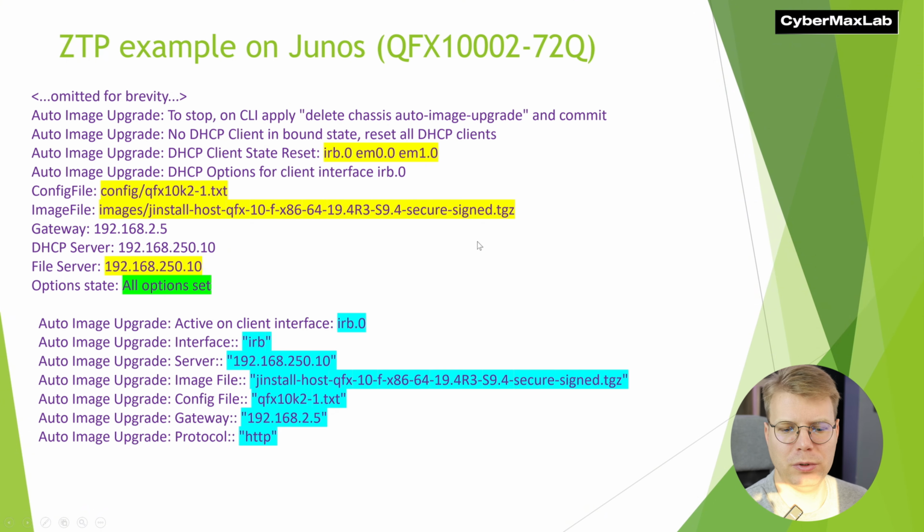Let's look at some output for the successful ZTP attempts. This example from QFX 10272Q. So first of all, we'll see what interfaces the ZTP is running on. Next, we'll see that some options are being received from the DHCP server, and then we'll see message all options set. So it means device is satisfied and is ready to go to the next step. And it starts ZTP and shows us the summary of all the information that we'll be using.